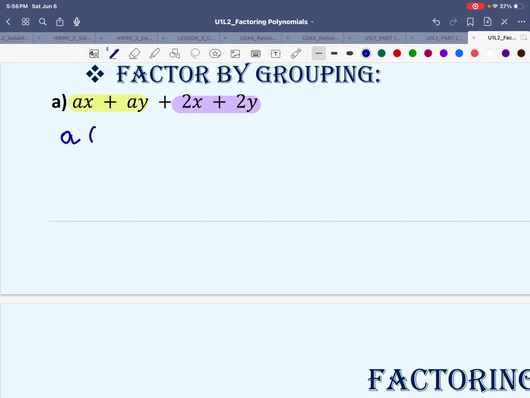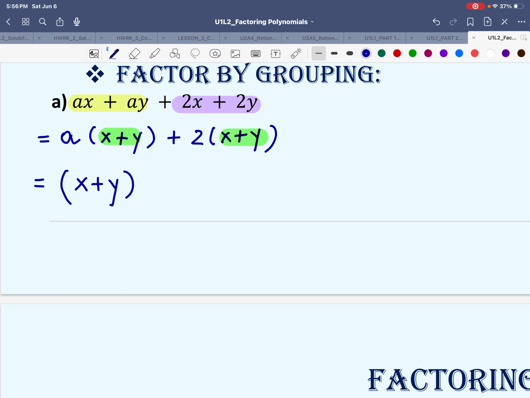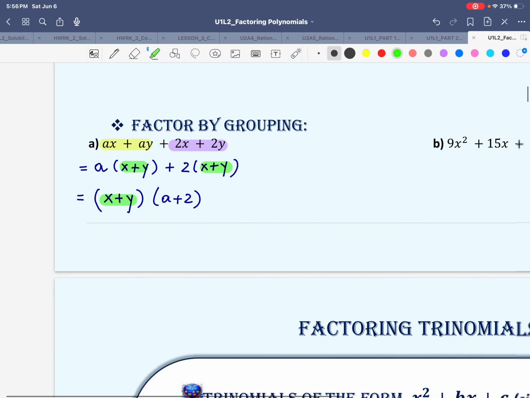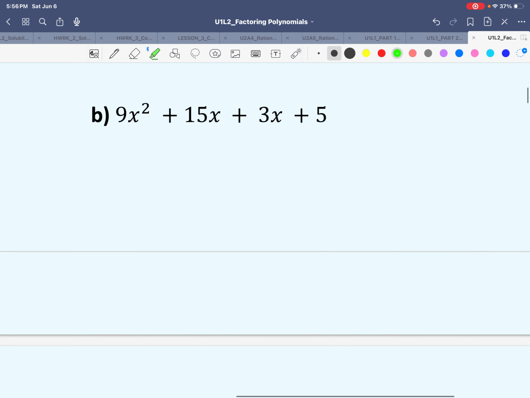So as you can see, the first 2 terms have a common factor of a. So I'm going to take a out, and I'm left with x plus y here. And now here we have the common factor of 2 and then x plus y. So now you can see that we have a common factor of x plus y in both groups of multiplications or products. So x plus y can come out as a common factor, and then a plus 2 will be the other factor.